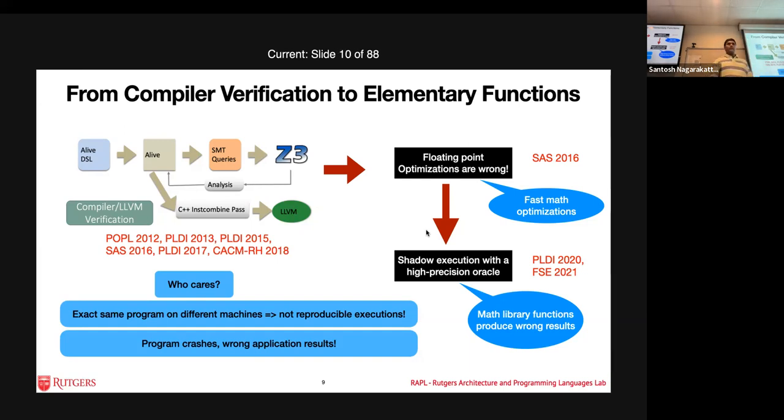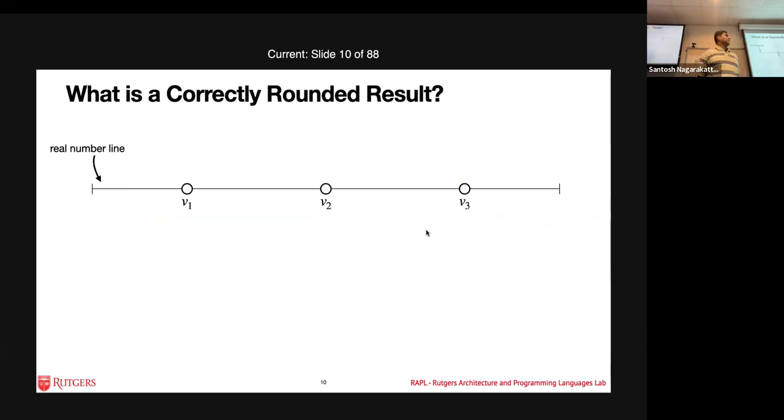Okay, so what is a correctly rounded result? You have a real number line. There are infinitely many real values, and with any finite precision representation, you're approximating an infinite number of real numbers with finitely many points. Let's say 32-bit floating point. Here, V1, V2, V3 are values representable in your floating point representation.